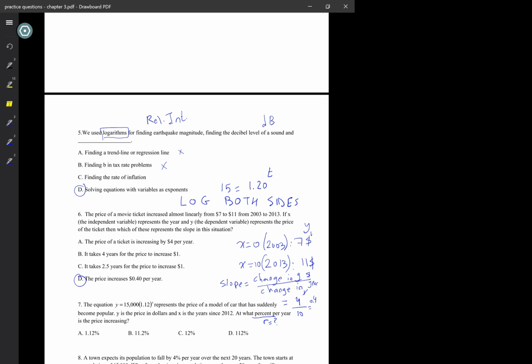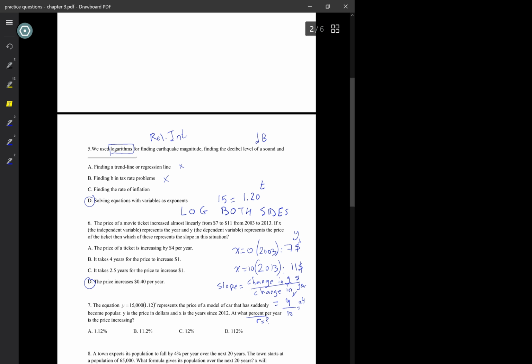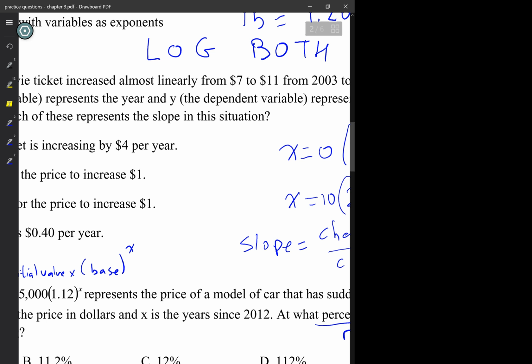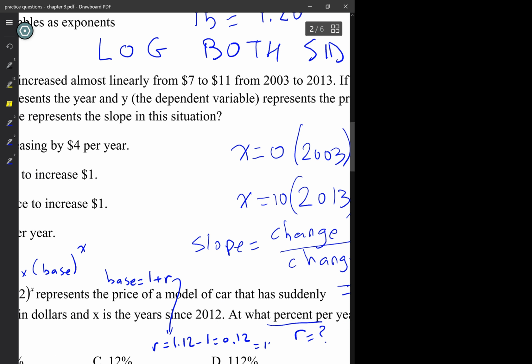So as we know, this is rewritten as y is equal to initial value multiplied by the base raised to the power x, and the base is equal to 1 plus r. So in this case, r is 1.12 minus 1, which is 0.12, and this is equal to 12%. Please don't make this mistake. That's not the right solution.